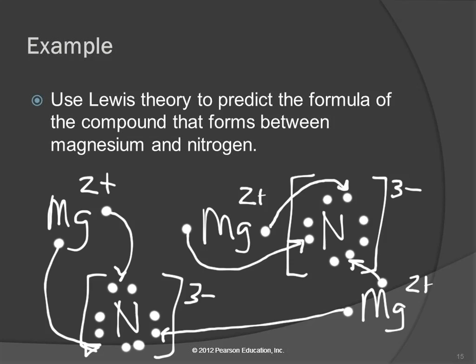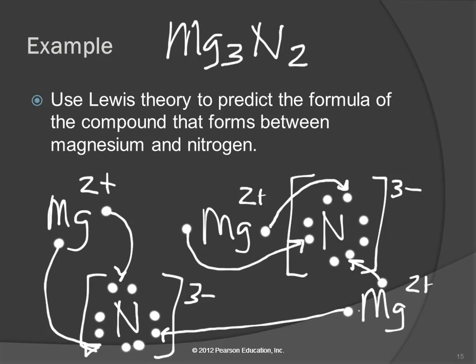And we shuffled around and transferred until we finally came out even, right? So how many of each do we have? Well, we've got 1, 2, 3 magnesiums. So Mg3, and 1, 2 nitrogens, Mg3N2.